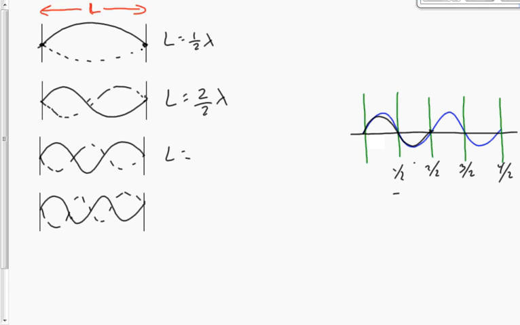What about this one? This one we're going from, let's trace it out on our reference diagram over here. Looks like that, right? What do we got there? Well, that's 3/2. So L is equal to 3/2 of lambda. And the next one, well, if we keep going one more half of a wave, we've got 4/2 of lambda. So we start seeing a pattern there, right? The length is progressively going up by a factor of 1/2 lambda every time.